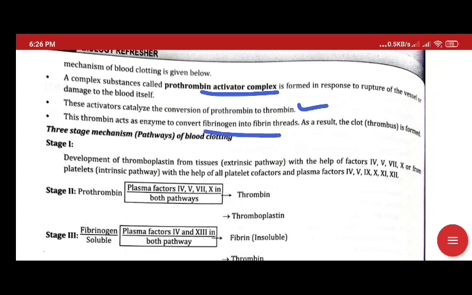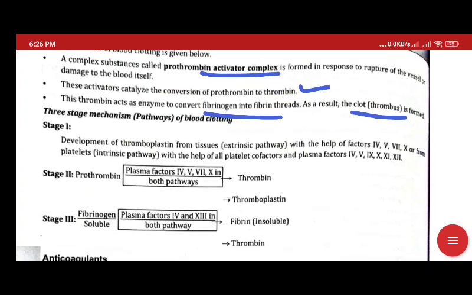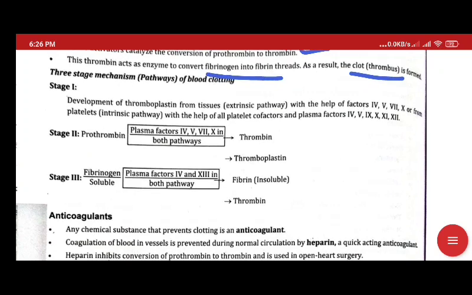So first, if a cut occurs, the prothrombin activator complex comes there, and this prothrombin activator converts prothrombin to thrombin. Now this thrombin acts as an enzyme on fibrinogen, and the fibrinogen becomes fibrin thread, and that fibrin thread makes what? As a result, a clot. Now the stage is here. You can say prothrombin.